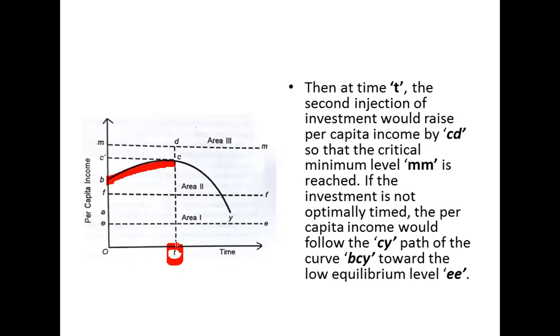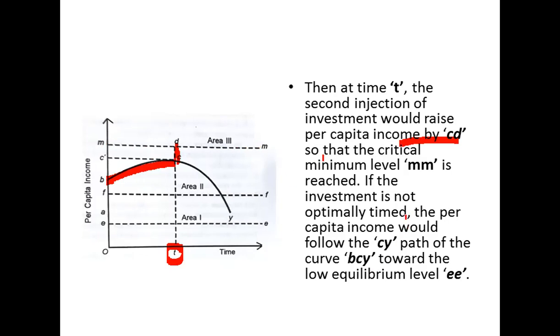But when it comes to T, we have again made an increase in investment. As a result, what happens? The per capita income rises by CD, so that the critical minimum level is reached. So we increase the per capita income, and a critical minimum level is reached. So now we are here at point D. So we have reached the critical minimum level.